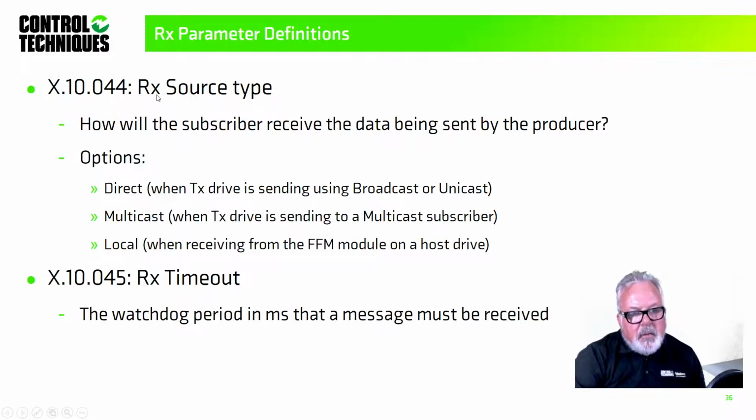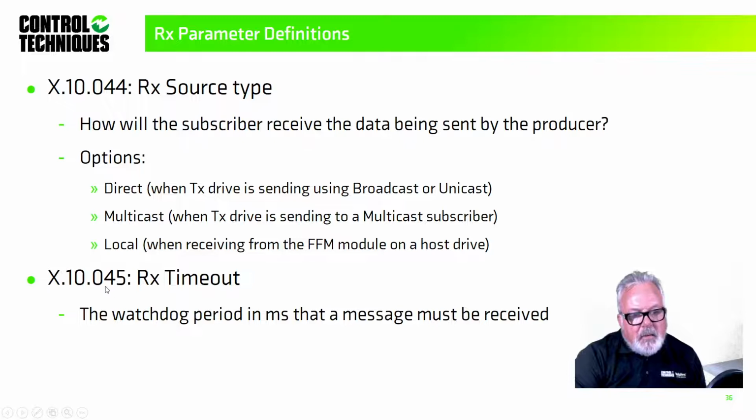And then the source type. This depends on how the producer is sending the message. So if he's sending it as a direct message, then I'd choose direct. If I'm going to be part of a multicast group, then I'm going to receive it as a member of a multicast group. So I would match the multicast that the producer is sending. And then there's an option for local when I'm receiving from the factory fit module on a host drive. Right? So that's a possibility as well.